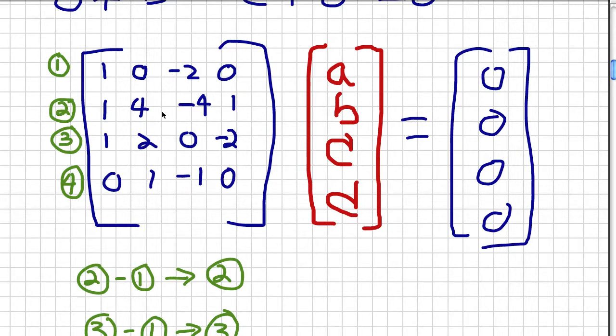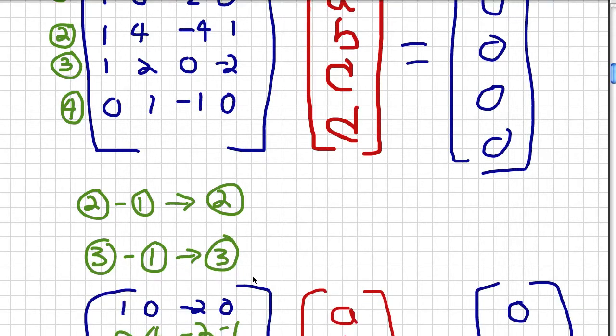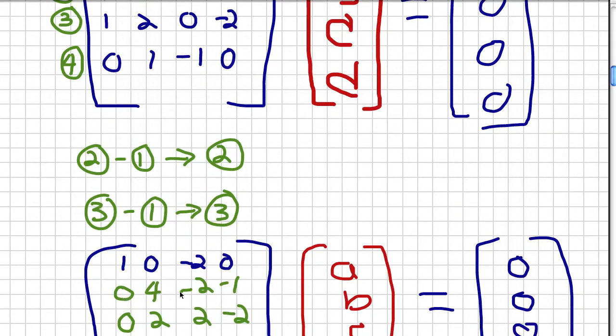So I'm going to take row 2. This is what I mean here. I say row 2 minus row 1, and I'm going to put the answer into row 2. So row 2 is this, 1, 4, negative 4, 1. Row 1 is this. I'm going to take this, subtract these numbers from it. So 1 from 1 is 0. 0 from 4 is 4. Negative 2 subtracted from negative 4 gives me negative 2. And 0 from 1 gives me 1. I'm going to take those answers and put them back into row 2. So here's my new row 2.